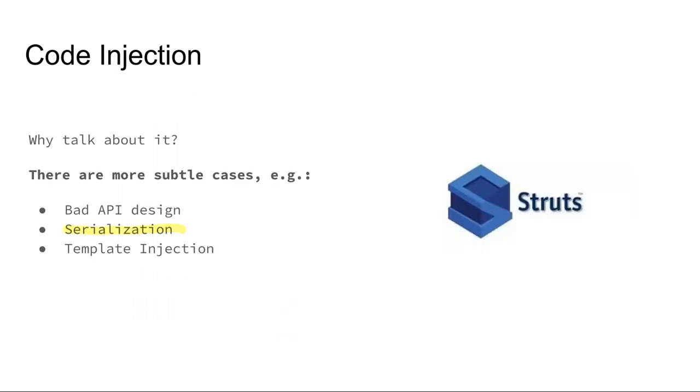So why do we still talk about it? Well, there are more subtle cases. For example, there are some APIs that are very poorly designed in, for example, PHP, but also other languages. There's a special case of serialization. It's also code injection. We're going to be looking at serialization next week. And there are many other more subtle cases. For example, one case we'll be looking at is template injection. Template injection in the Apache Struts framework was, for example, used to hack Equifax.